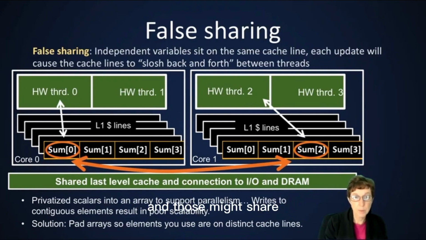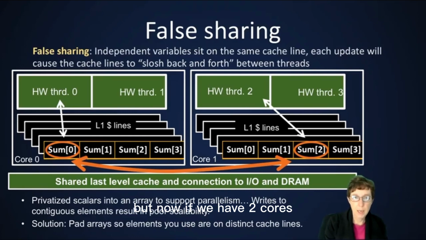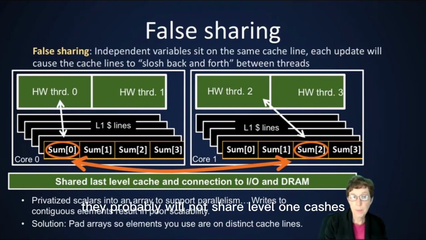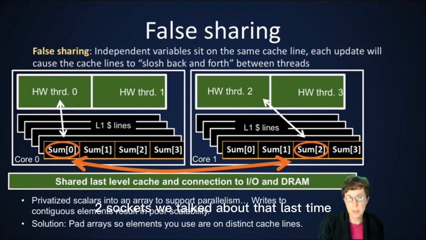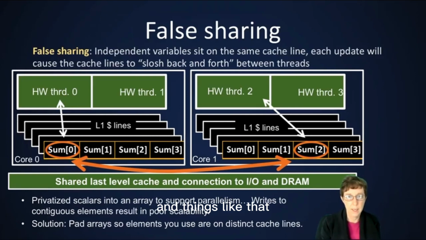Those would share the cache lines all the way up to the level 1 cache. But if we have two cores, they probably will not share level 1 caches. And if you have, for example, two sockets, as we talked about last time, they may not even share level 2 caches and even level 3 caches, depending on the number of caches and what their purpose is and things like that.